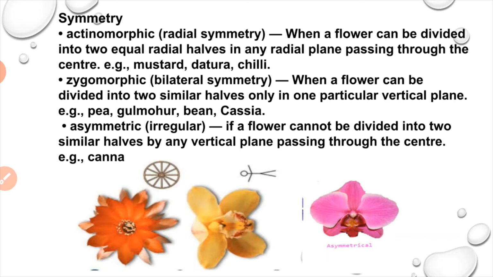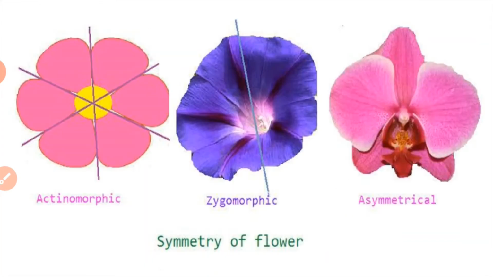When a flower can be divided into two equal halves only by one particular vertical plane, then it is known as a zygomorphic flower. For example, in pea, gulmohar, bean and cassia. Asymmetric flowers are those which cannot be divided into two similar halves by any vertical plane. For example, in canna.